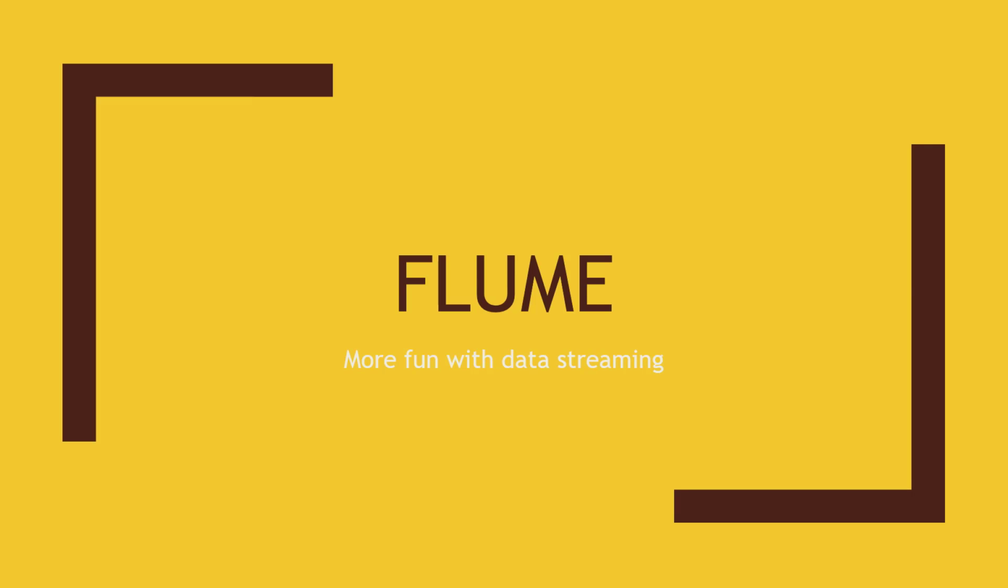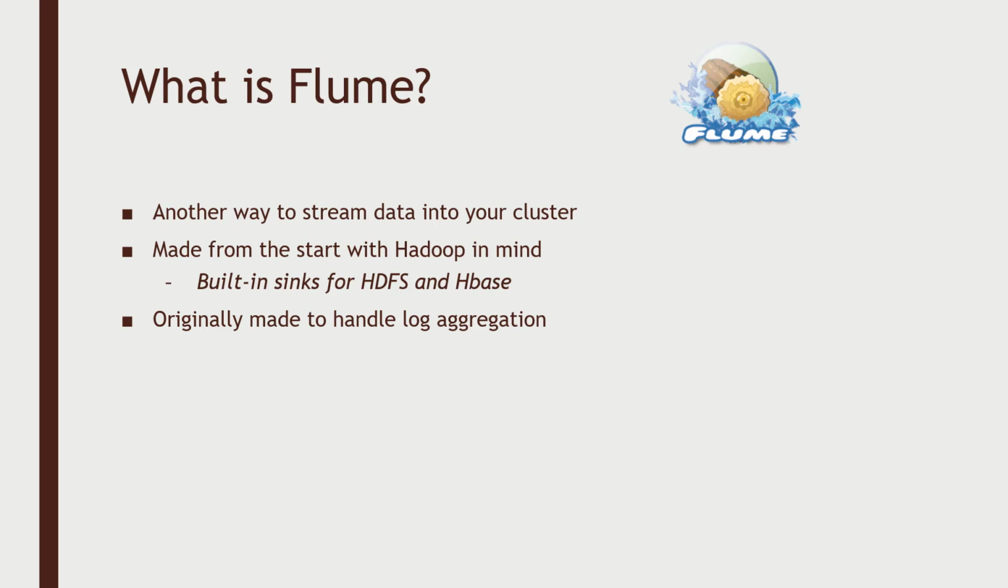So as with most things in the world of Hadoop, there's more than one way to solve the same problem. Let's talk about Apache Flume, which is another way of streaming data into your cluster for further processing. It's another way of handling the problem of how does all this data get into my cluster in the first place. And Flume's a little bit different in that it was made from the start with Hadoop in mind. So you can really think of Flume as a bona fide part of the Hadoop ecosystem, as opposed to Kafka, which is much more general purpose in its design.